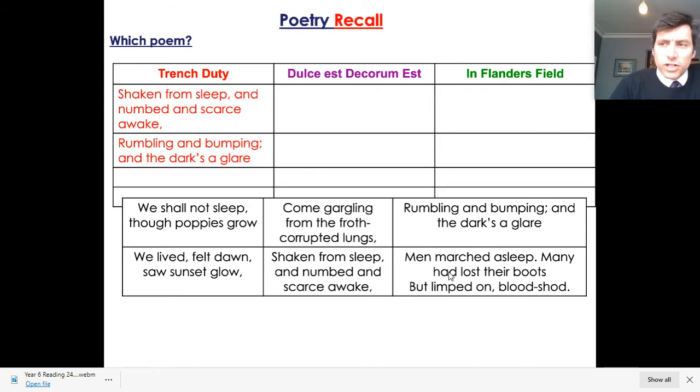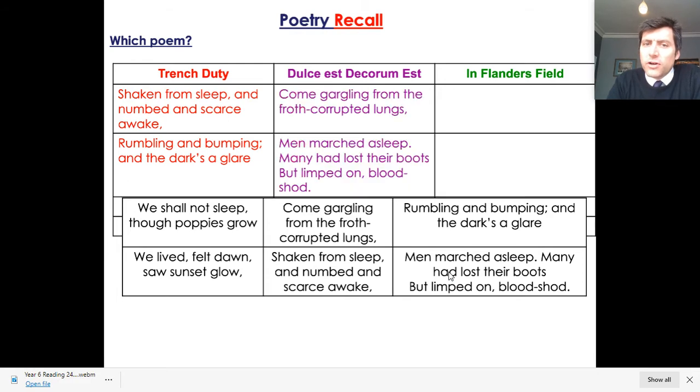Okay, from Trench Duty, the poem by Siegfried Sassoon, that poet who carried on living until 1967, we've got: Shaken from sleep and numbed and scarce awake. So we can see how difficult it was for the soldiers. We've got rumbling and bumping, so that onomatopoeia, and the dark's a glare. That sound of rumbling and bumping, the idea that that was the noise people made as they moved around the trenches because they couldn't see, because the conditions were so poor.